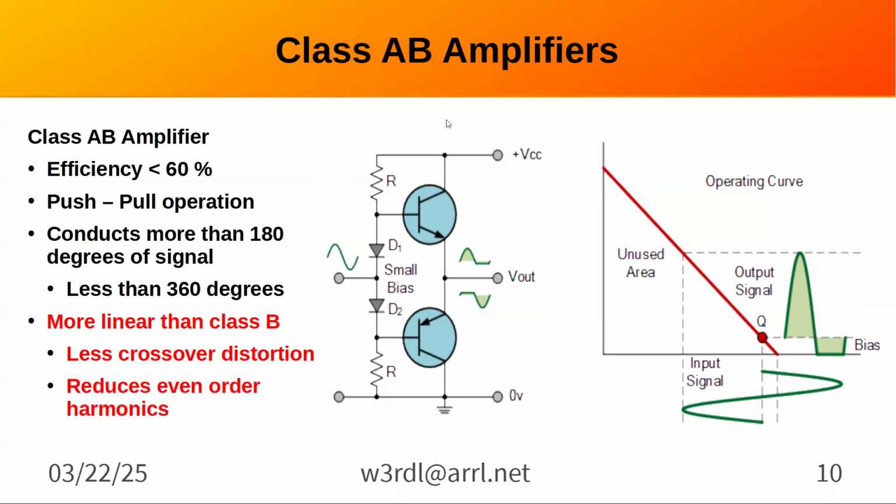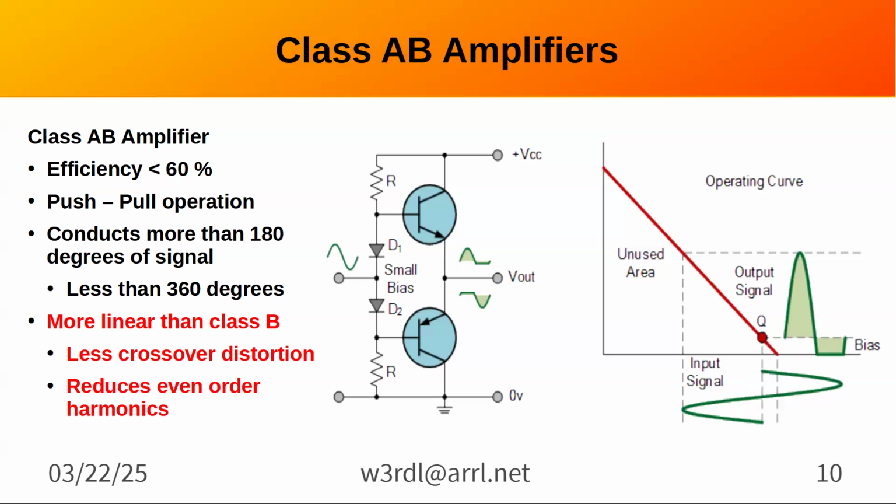When you look at the class AB, what they've done is add some biasing diodes to offset that. And it actually causes it to conduct partly on the other cycle. So you actually have both devices conducting slightly beyond their half cycle. In the class B, you have a little hole right between. That diagram didn't show it very well, but there's a little spot where you lost signal.